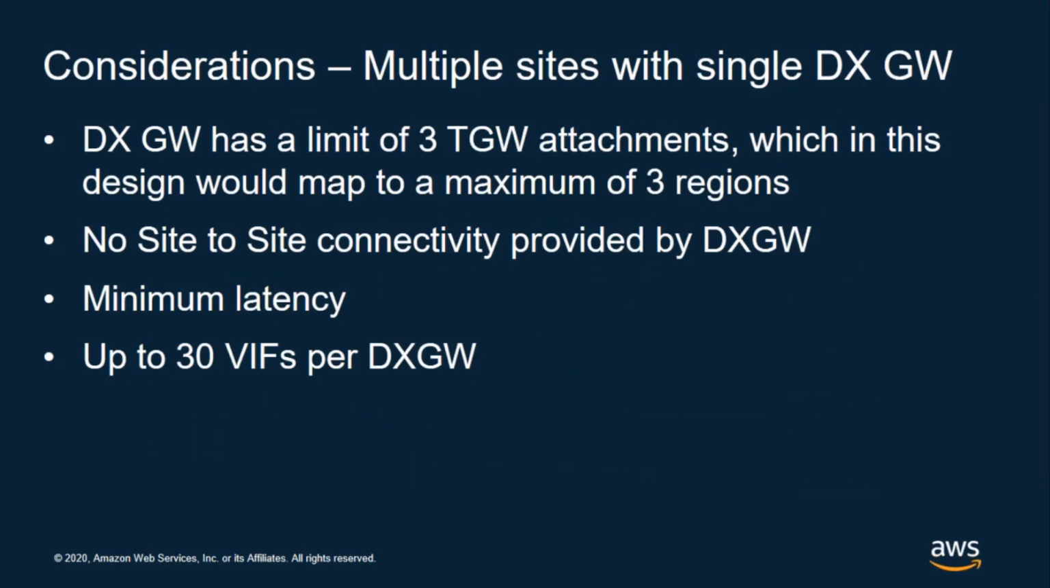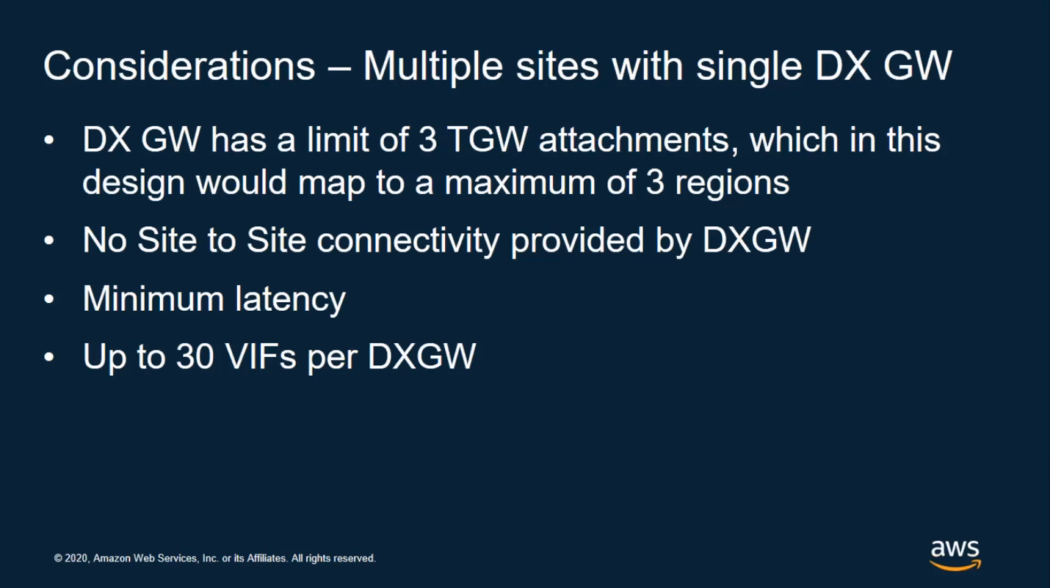Some of the considerations of having this approach is that the Direct Connect gateway has a limit of 3 transit gateway attachments, and in this scenario, this would map to a maximum of 3 regions. So if we want to connect more than 3 regions, we would have to take a different approach. In this case, we are not providing site-to-site connectivity through Direct Connect Gateway, but it does provide a minimum latency because it traverses the least amount of elements that are going to process the traffic. So this is why the latency is the lowest in this case.